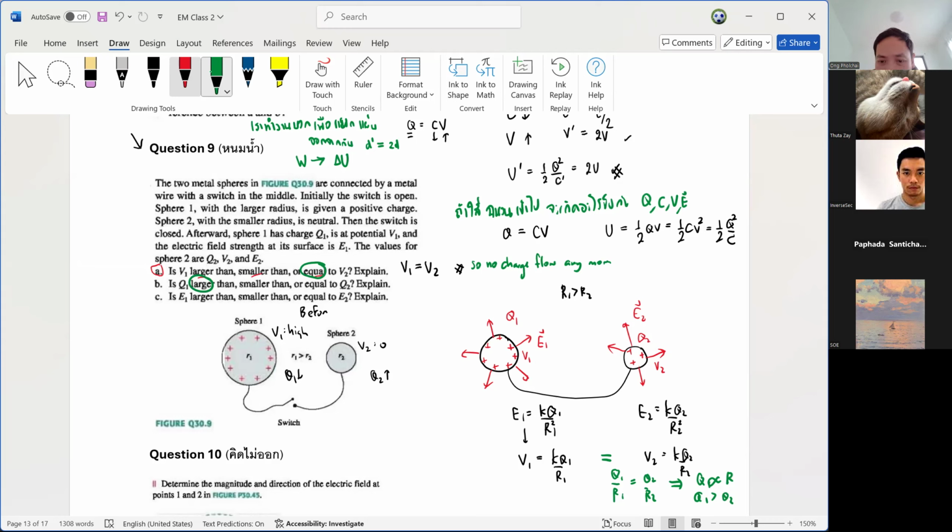And E1 is equal to V1 divided by R1, and E2 will be V2 divided by R2, right? Because V is the same, E is inversely proportional to R. Therefore, because R1 is larger than R2, E1 must be less than E2. So this would be smaller than E2. Does it make sense?